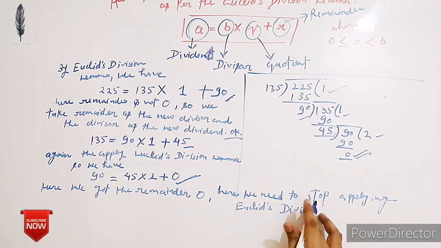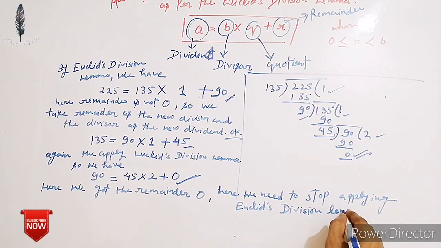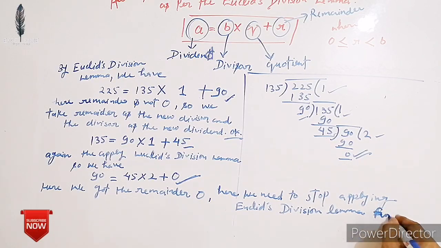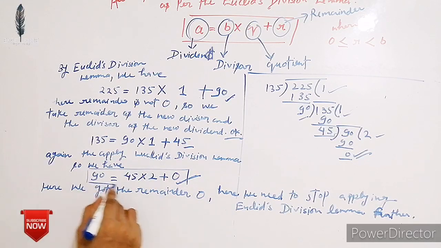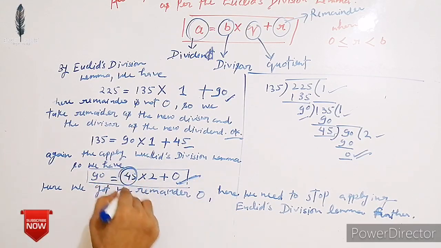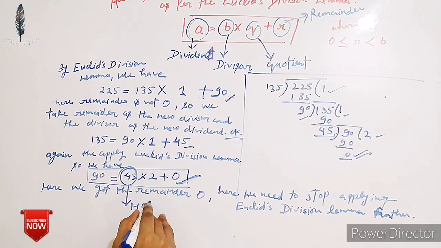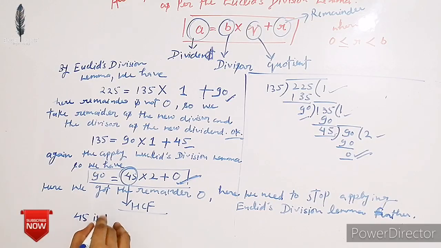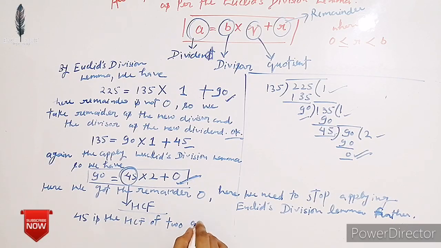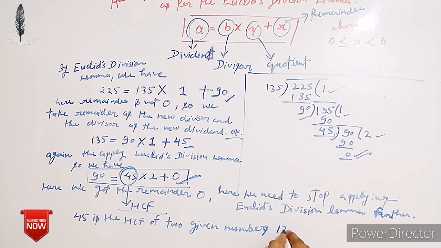From observation of the last value, we can conclude that 45 is the highest common factor of the two given numbers, 135 and 225. 45 is the required HCF of the two given numbers. Okay students, clear?